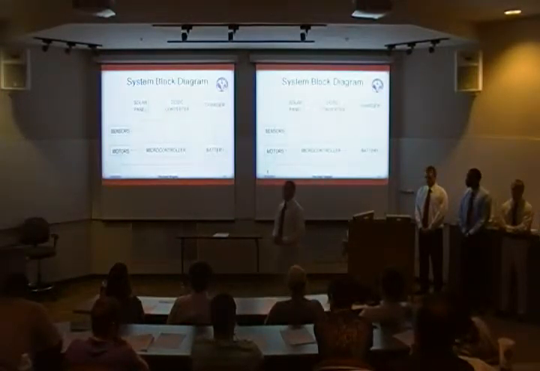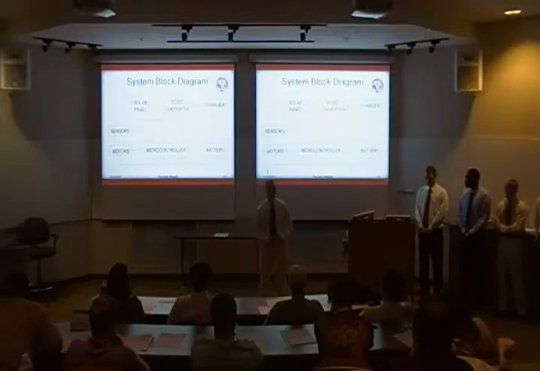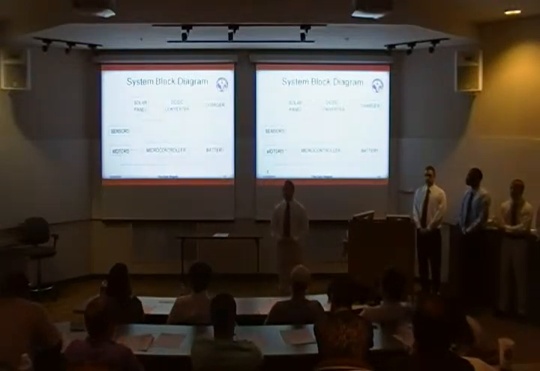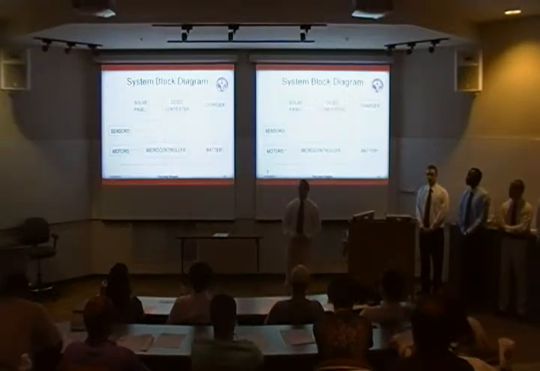This is a system block diagram that shows how our subsystems will be integrated to provide a fully functional system. You can see here that our solar panel will provide charge to our battery by means of a DC to DC converter and a charge controller.